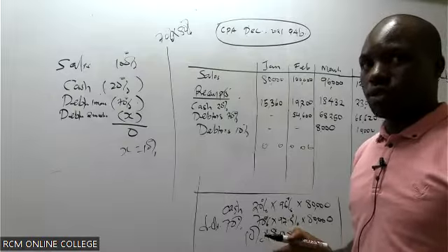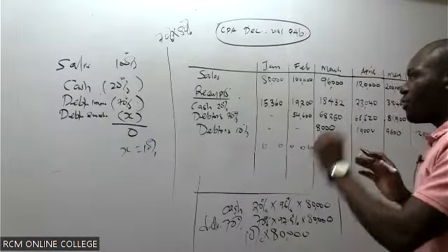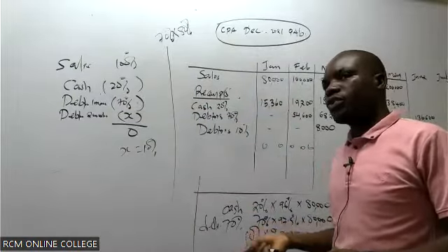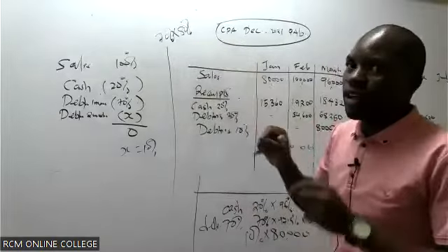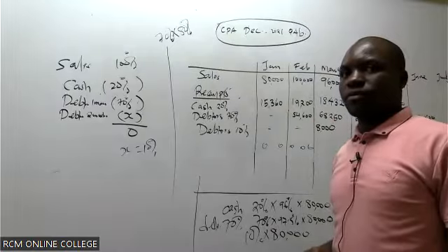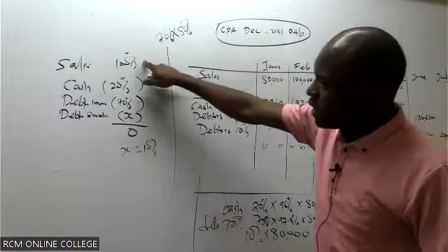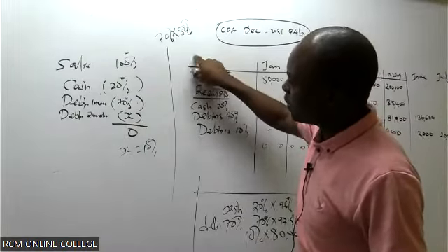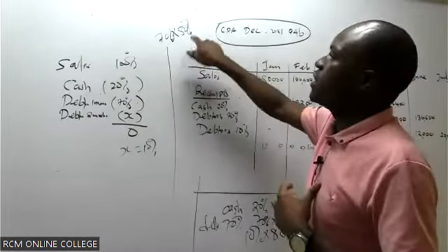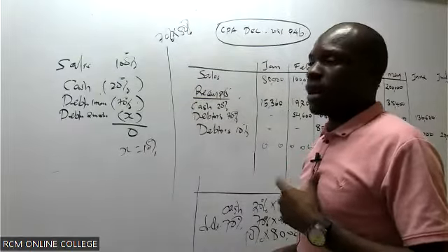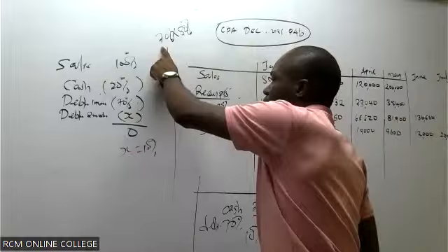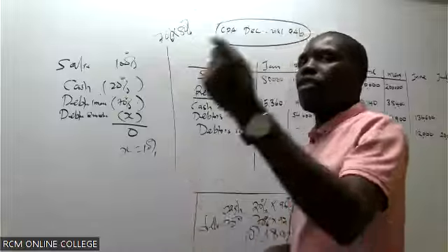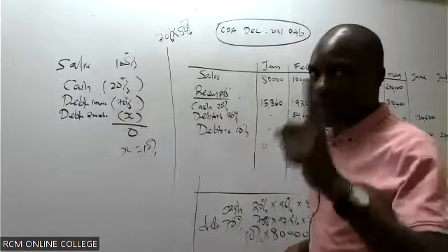That's how it is going to happen. So get to understand the language of the examiner. Wanakwambia 20% of what? Of total sales. Alafu kisikia tu 70% of the remaining debtors. It means the remaining debtors ulitoa 20 kwa 100 kwa total sales, umebaki na 80%. So 70% of the remaining ni 70% of 80. Hawajasema 70% of sales.